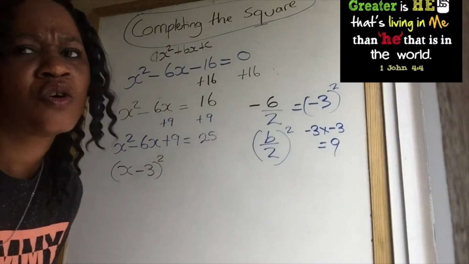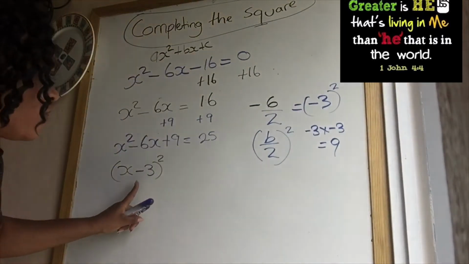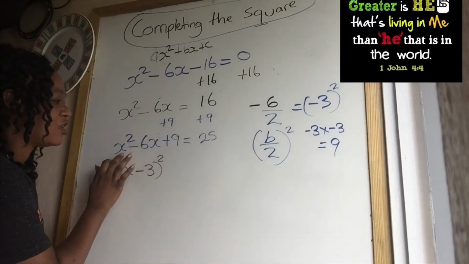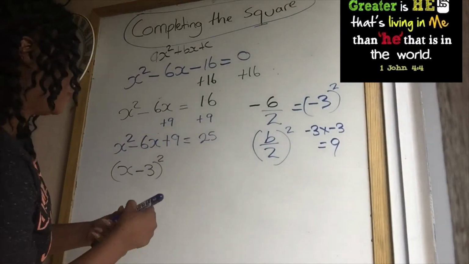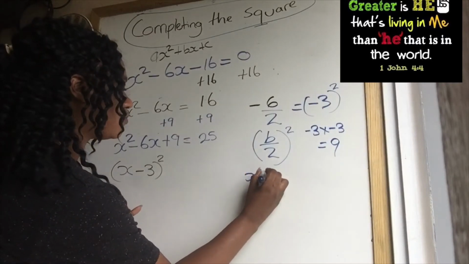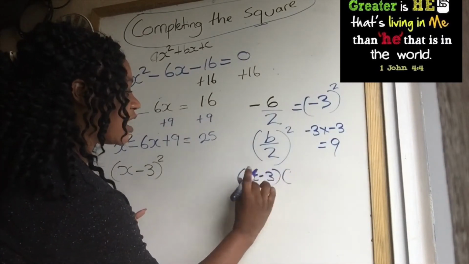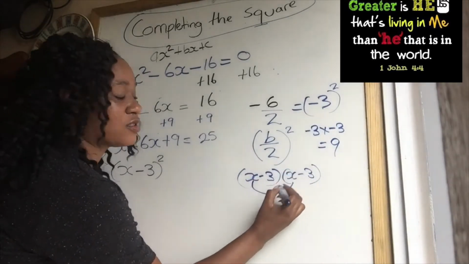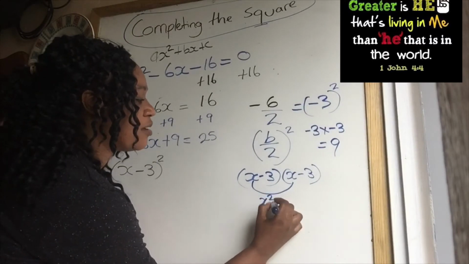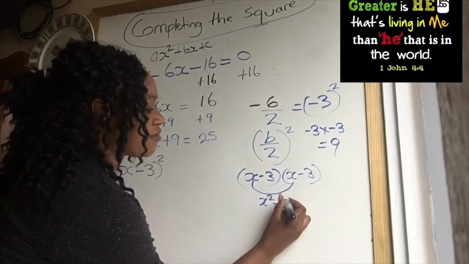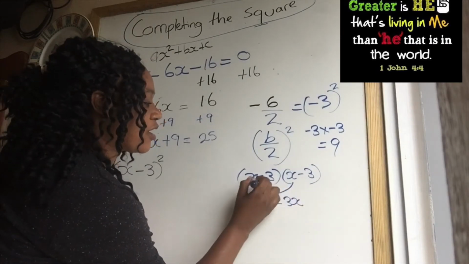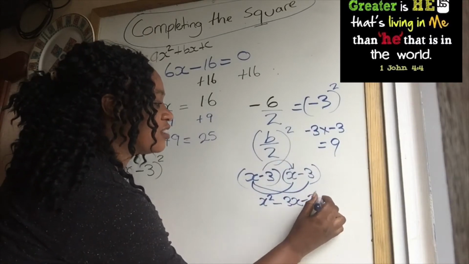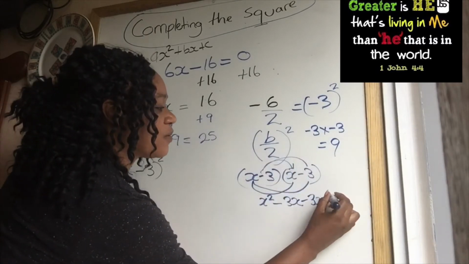Now, we like to prove things, alright? So let's prove this to see if this x minus 3 squared is equal to this right here. So we know x minus 3 squared is the same as x minus 3 multiplied by x minus 3. And as you know, x times x gives us x squared, minus x times 3, so that is minus 3x. Again, this is minus 3 times x, which is minus 3x. And minus 3 times minus 3 gives us a positive 9.